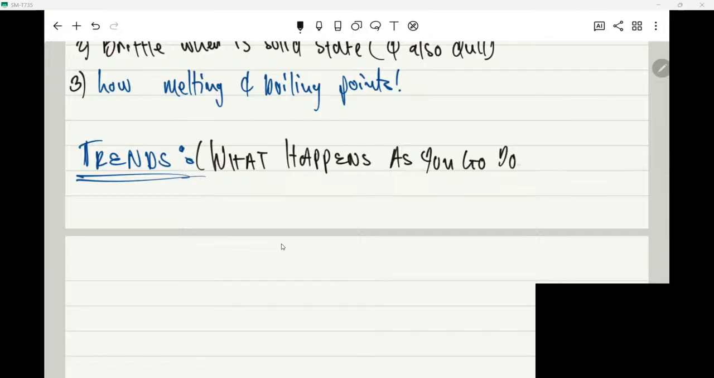You go down group 7. What happens as you go down group 7? Let's start to talk about their trends. Trend number 1, the melting point and the boiling point. What happens to the melting point and the boiling point? If you remember, what happens to the melting point and the boiling point in group 1?